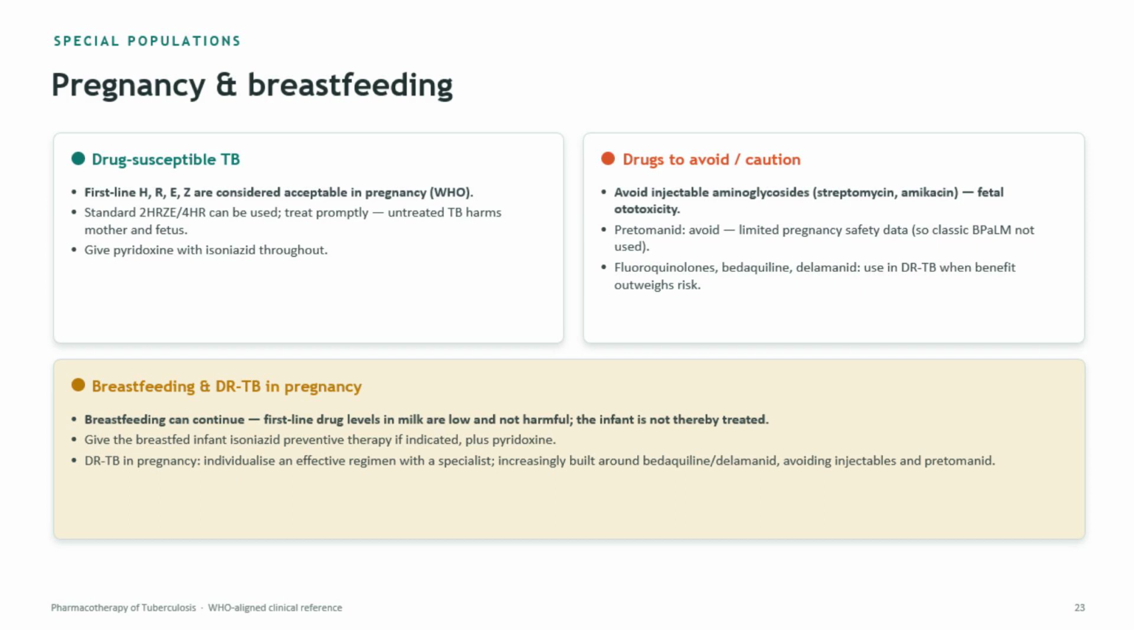What to avoid? The injectable aminoglycosides, streptomycin and amikacin, because of fetal ototoxicity, and classically bedaquiline and pretomanid because they lack pregnancy safety data. For DR-TB in pregnancy, fluoroquinolones, bedaquiline and delamanid are used when the benefit outweighs the risk.